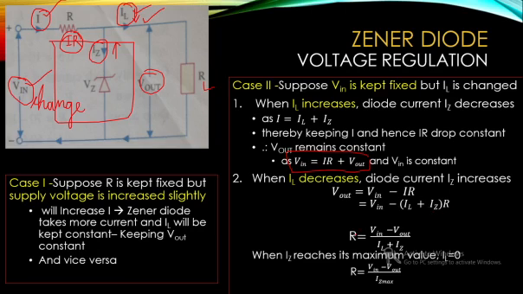you'll get the series resistance to be connected, R, is given by the input supply minus the output voltage expected, divided by load current plus Zener current. This way we can check how much series resistance has to be connected in series with the Zener diode so that we can ensure a constant voltage across the load.